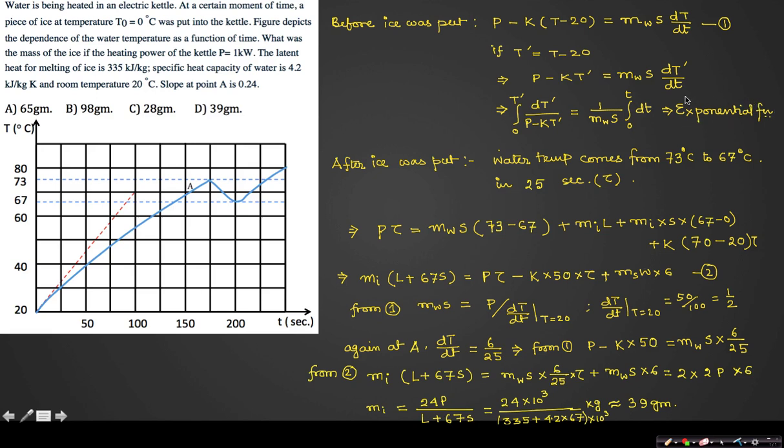Definitely it is not a linear equation. That is why the graph is not linear, right? So once I put the ice here, now the water temperature comes from this 73. Look here, this temperature is 73 degrees Celsius. This blue color horizontal line shows you the 73 mark, and this temperature is 67.